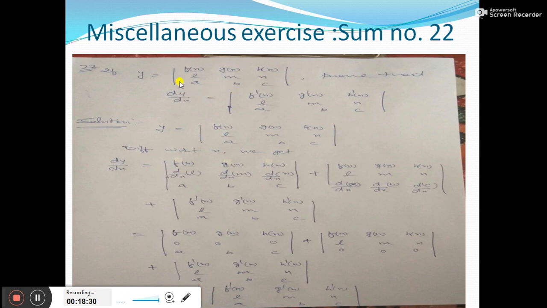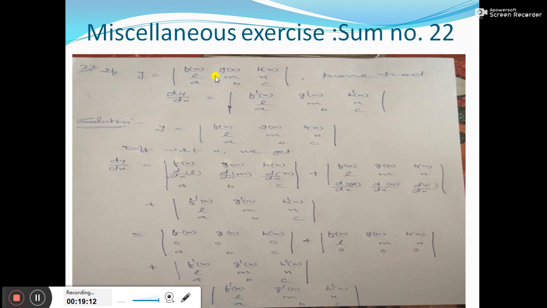Here the topic is the derivative of a determinant. We have to treat this like the product rule. That means in the derivative of the determinant, we keep the first row as it is and differentiate the second and third rows. Then we differentiate the second row, keeping the first and third as they are. Then we differentiate the third row, keeping the first and second rows as they are, and therefore we get the derivative of this determinant.